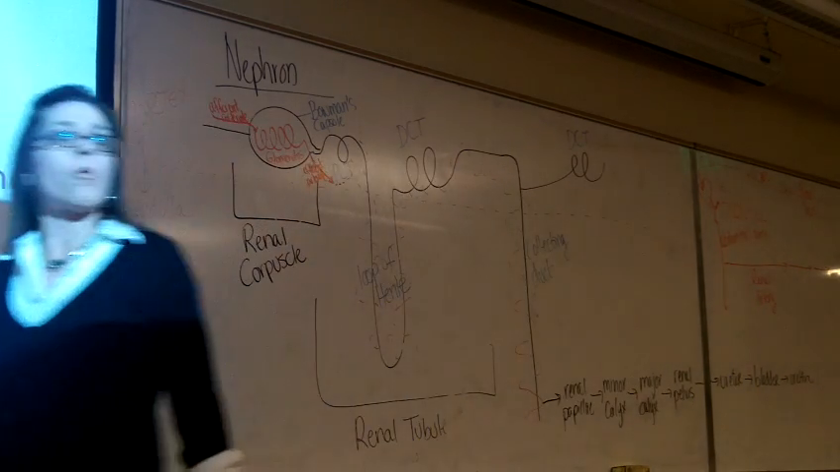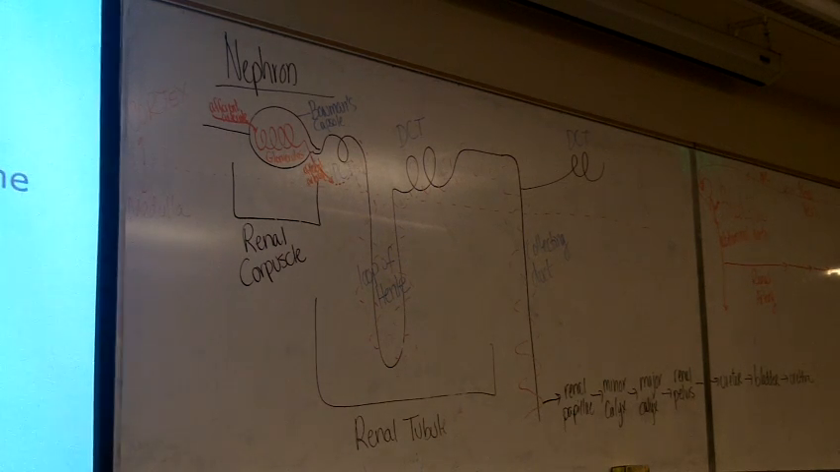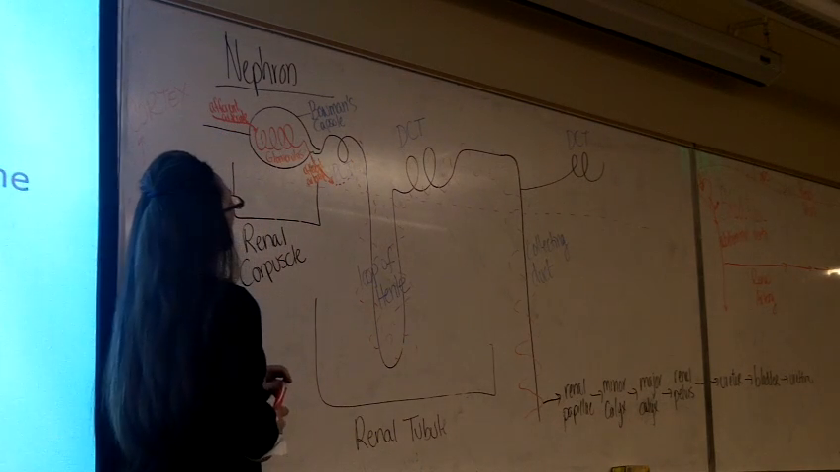Questions on that? I have one question. Mhm. So I just want to make sure that I understand. So some blood plasma goes into a PCT and some blood plasma goes to the efferent arteriole.